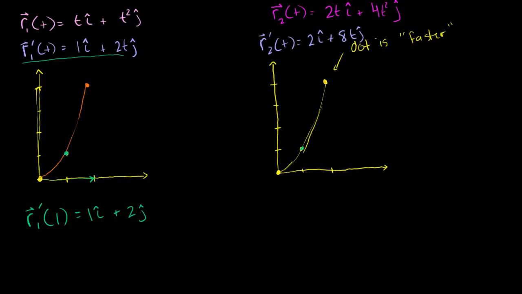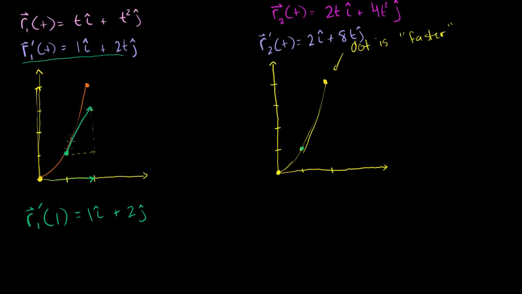So we can draw it like this. If we do 1i is like this, 1i, and then 2j. Just 2j is like that. So our derivative right there, I'll do it in the same color that I wrote it in, in this green color, is going to look like this. It's going to look like that.